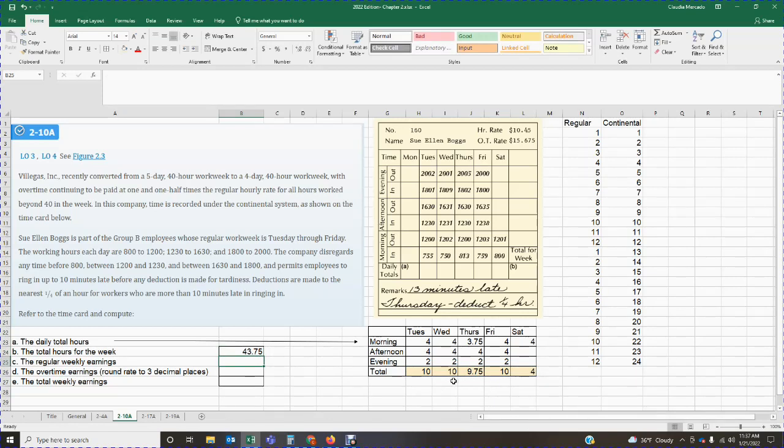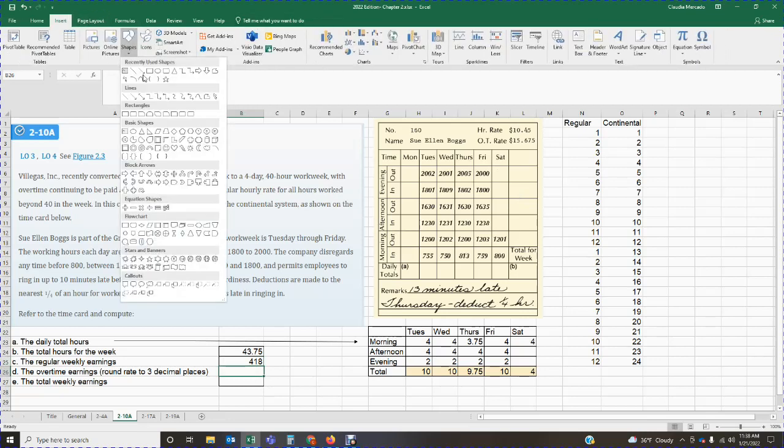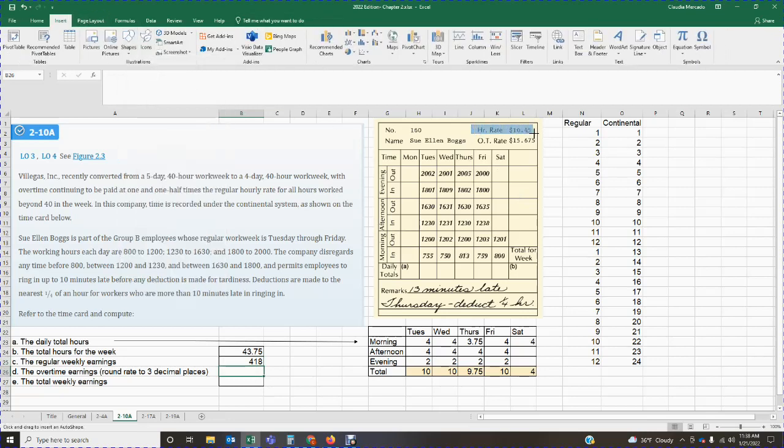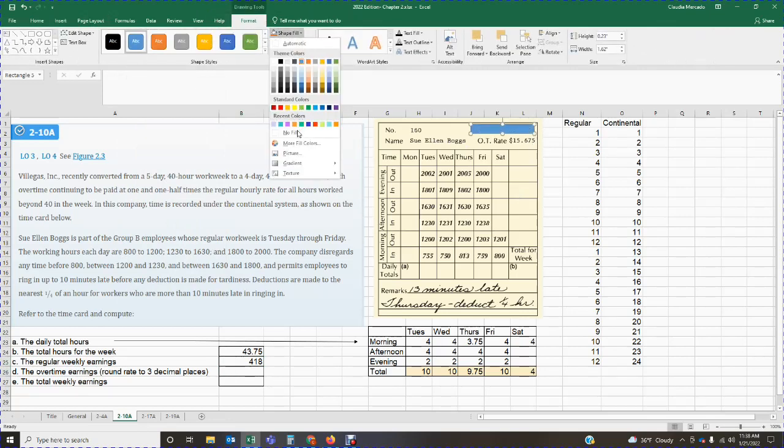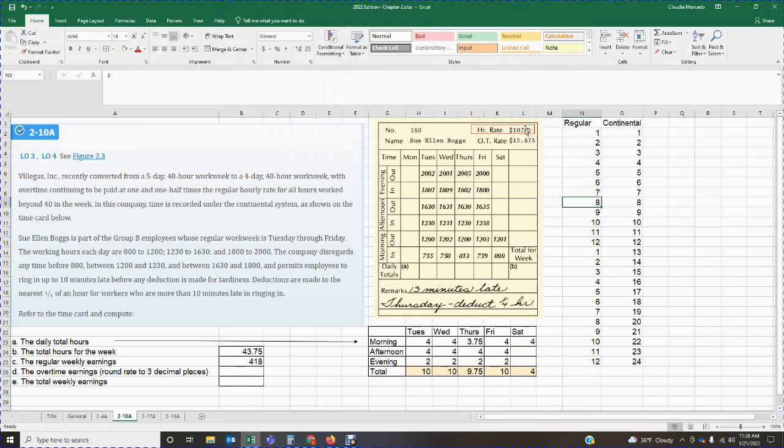Okay. Now we're going to get the regular weekly earnings. My regular weekly earnings are 40 hours. I'm going to get my 40 hours, and I'm going to multiply by my rate, and your hourly rate given is $10.45. Right here it says hourly rate $10.45. That's where I'm getting the rate from. So that gives me $418. Okay. Now the overtime earnings.